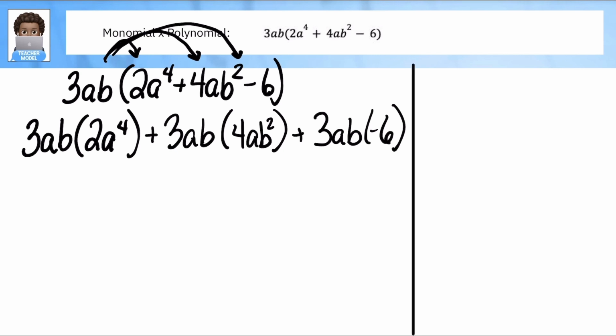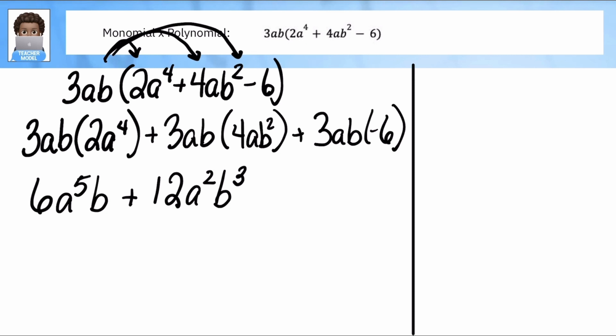All right, let me put that line back in because I think you might like the second one pretty well. Okay, so now again, you're doing those same things. Like remember, numbers first, multiply them together for this first part over here. I'm starting here. 3 times 2 is 6. A to the 1st times a to the 4th is a to the 5th. B. Done. Do the second one. 3 times 4 is 12. A times a is just a to the 2nd, and b times b to the 2nd is b to the 3rd. That's it. And the last one, 3 times -6 is -18. There is no a, there is no b, so it stays.